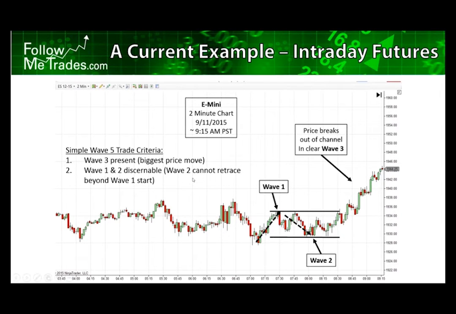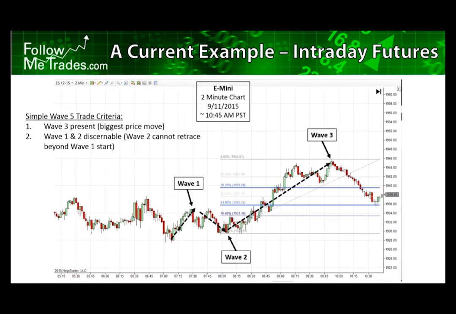I got to see a wave 1 and 2. Right? Well, there they are. Nothing fancy about it. And just the rule is wave 2 cannot retrace below the start of wave 1. This one did not. Great. We got a wave 1. We got 2 of my criteria met.